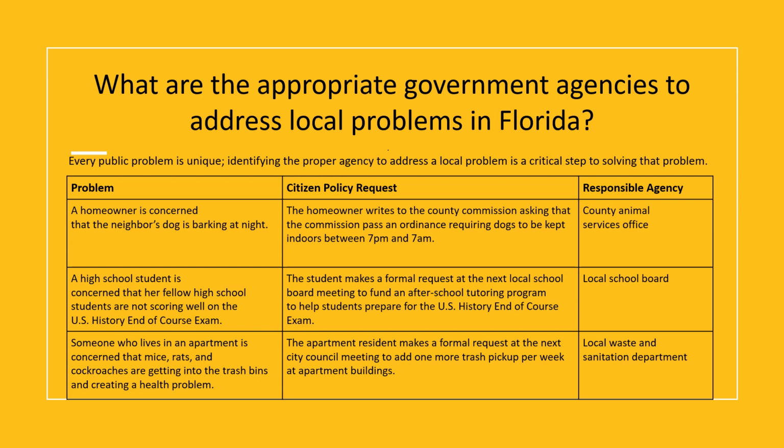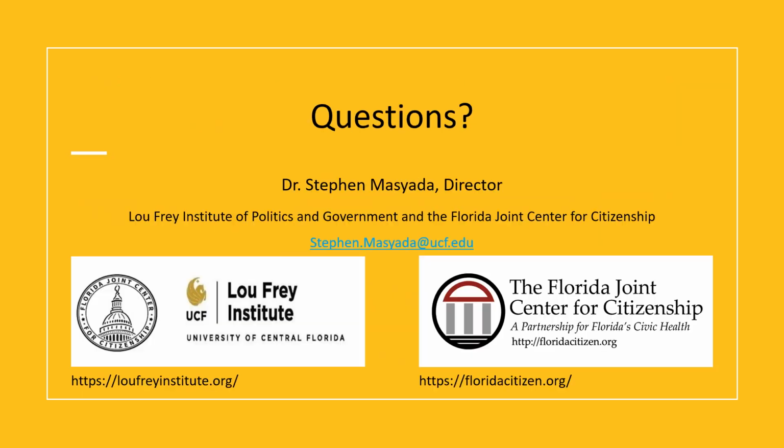Finally, someone who lives in an apartment is concerned that mice, rats, and cockroaches are getting into the trash bins and creating a health problem. The apartment resident makes a formal request at the next city council meeting to add one more trash pickup per week at apartment buildings, and that way all of these mice, rats, and cockroaches, which together we call vermin, these vermin would not have enough time to get to all what they might consider to be goodies in the trash. The responsible agency would be local waste and sanitation departments.